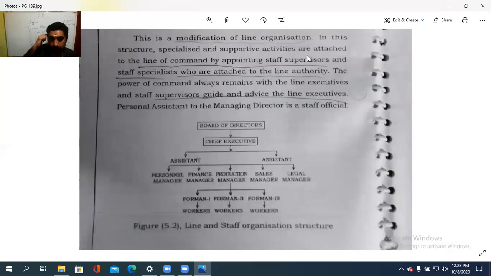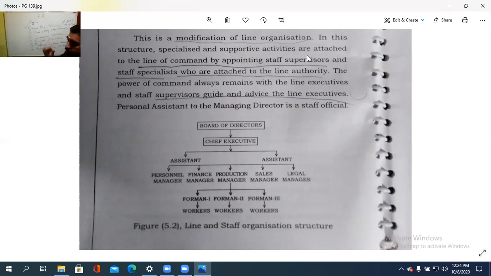For example, look at this: board of directors to the chief executive, two assistants will be there for the chief executive, and from this there will be a personal manager, finance manager, production manager, sales manager, legal manager, and for each manager there will be three foremen, and under the foremen there will be workers. So this is the line and staff organization structure, where specialists and supervisor specialists are appointed in order to give advice to the managers.